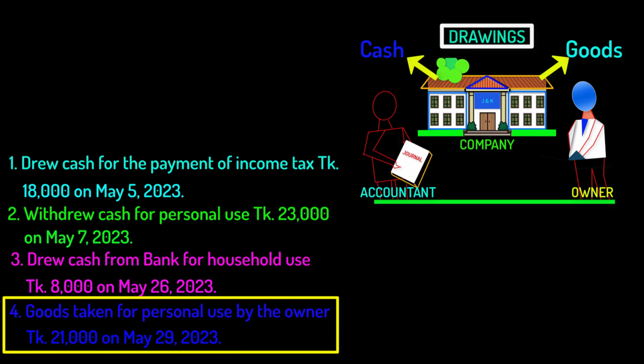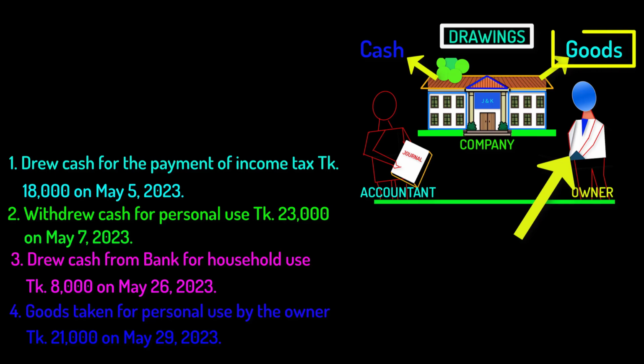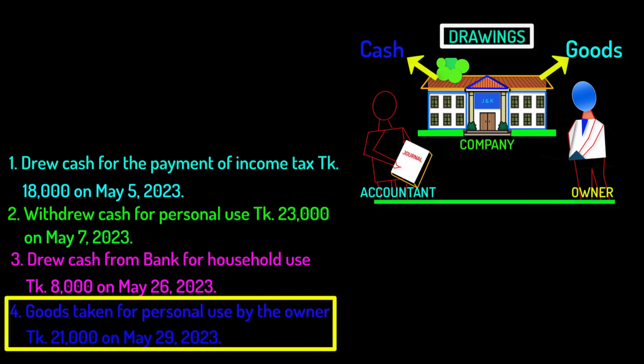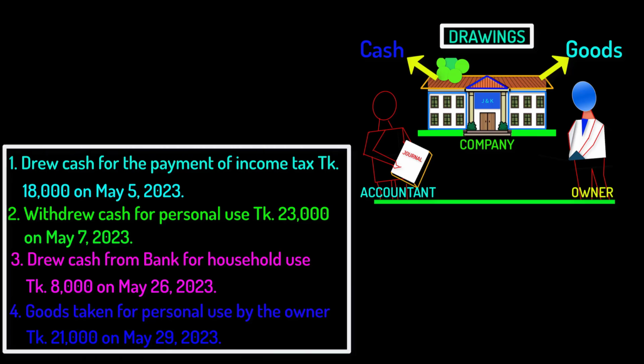But see, in this fourth transaction, goods taken for personal use, actually the owner took goods instead of cash amount. Therefore, we can say that this transaction is related to these goods drawings. Okay? Now we will start to pass journal entries for these four transactions.